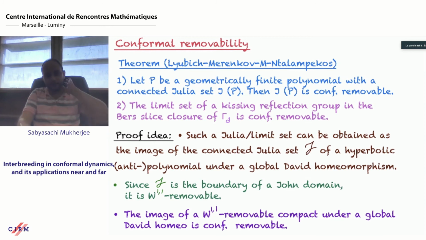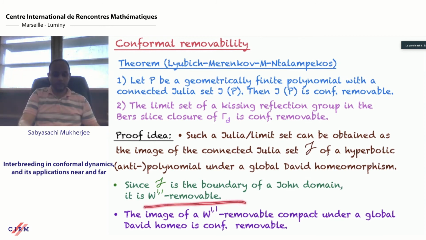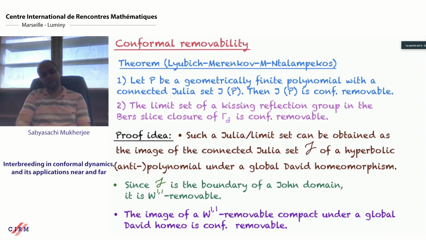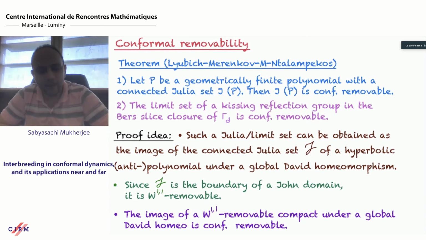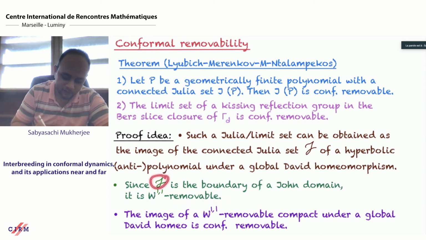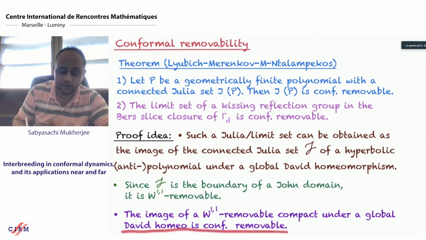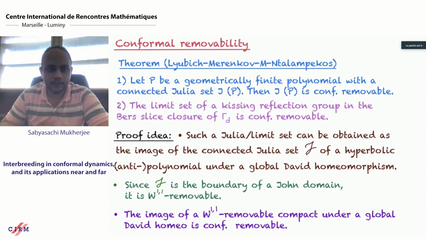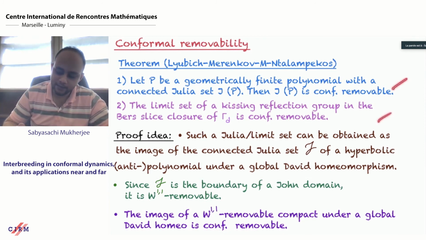So its boundary is removable for this class of Sobolev function. It's W^{1,1} removable. And the main thing here is to prove that this property is almost preserved under the David homeomorphism. So since the Julia set is W^{1,1} removable, their images under the David homeomorphisms are conformally removable. So that proves these removability statements.